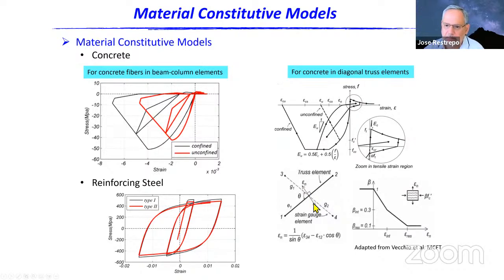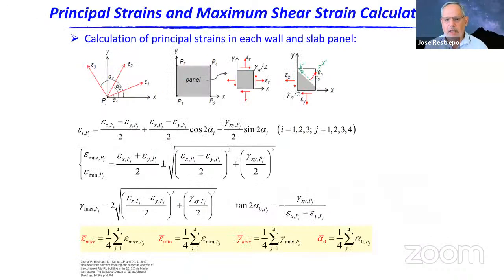So we basically place a gauge element here, a strain gauge, and monitor that transverse strain. And with that, we use the beta factor developed for the modified compression field theory by Vecchio and Collins and adapted it to this element. So it will degrade as you have more transverse strains, the diagonal compression field with degrading strength until it basically crashes.